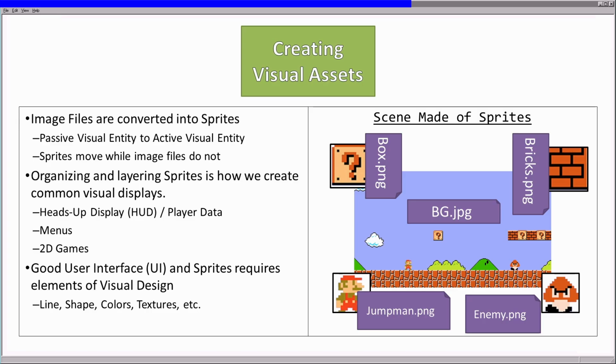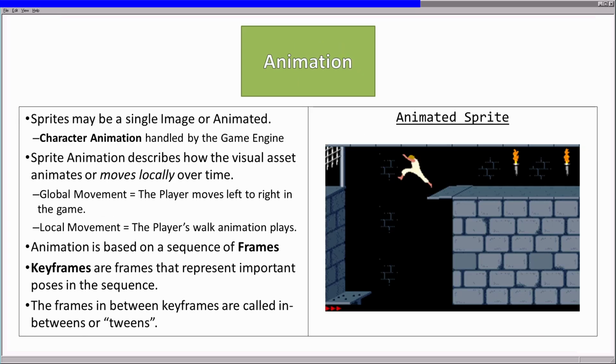Organizing layered sprites is how we create common visual displays. Heads-up displays, player data, and menus are just some major examples. 2D games are mostly about controlling and moving around sprites. Good user interface requires elements of visual design. We consider line, shape, colors, texture, etc. Sprites can either be a single image or animated.